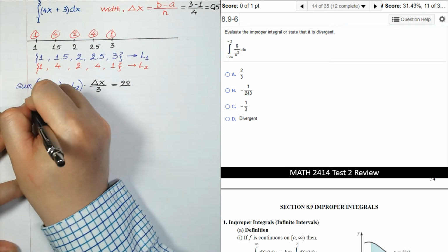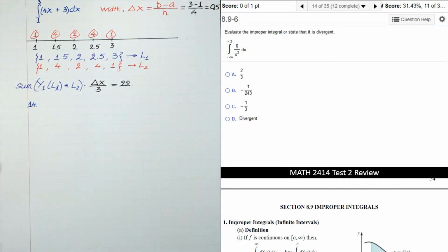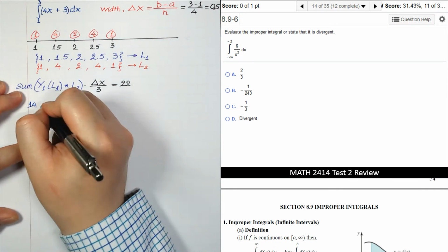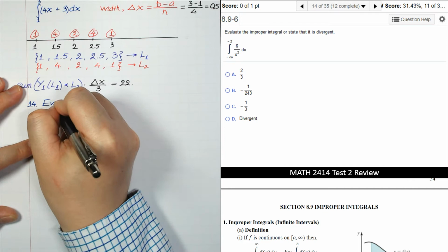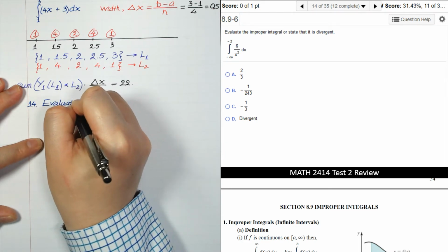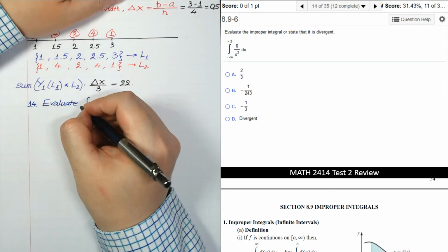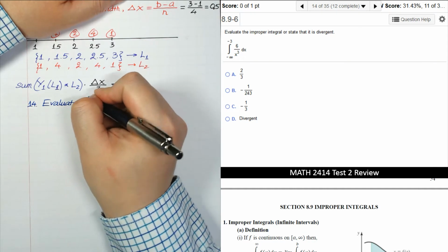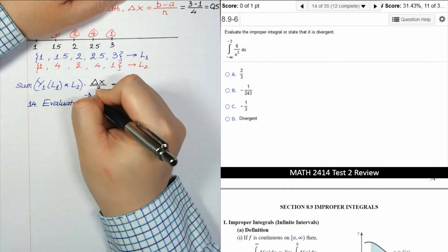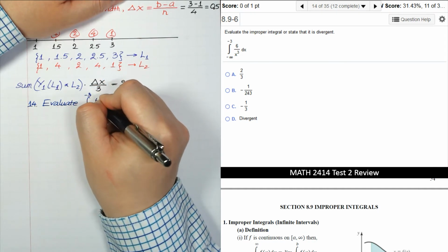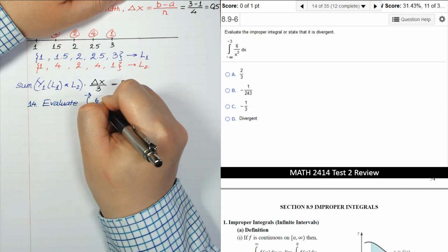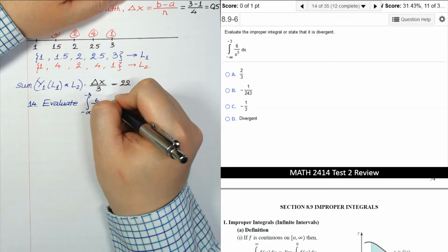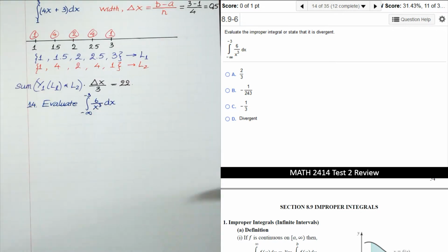This is number 14. Evaluate the improper integral from negative infinity to negative 3 of 6 over x cubed dx.